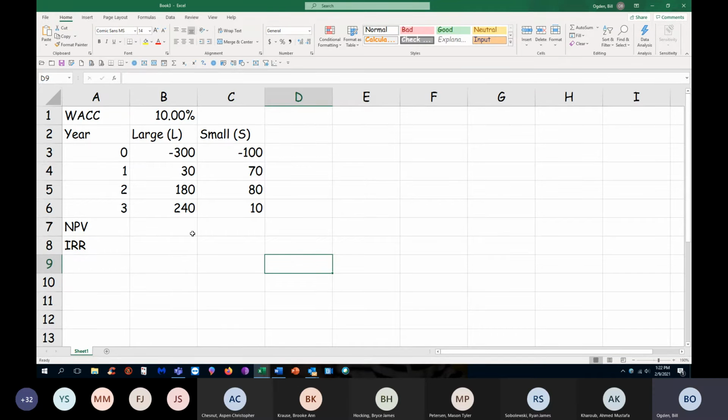All right, now what I'd like you to do, calculate the NPV and the IRR for these two projects, and when you refer to a discount rate, this is the weighted average cost of capital, this is R.